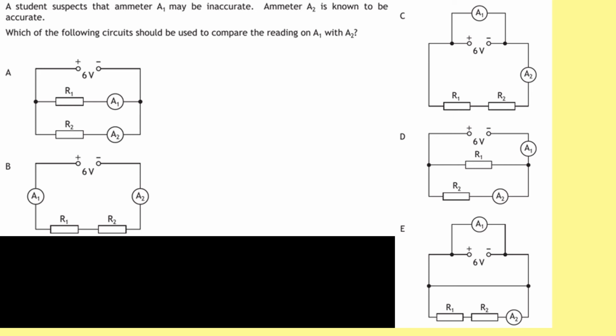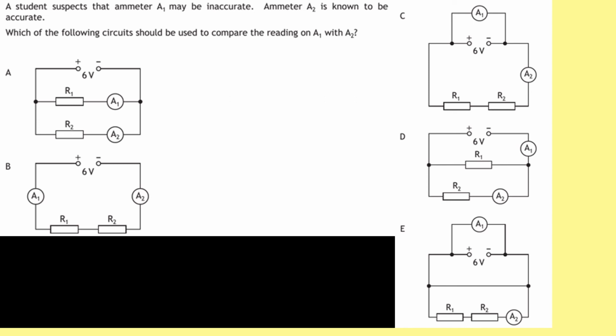If we look at circuit A, ammeter 1 and ammeter 2 are measuring different values of current because the current will vary with the resistance. That's Ohm's law. Circuit B, however, is a series circuit, so theoretically current A1 and A2 should be the same. So at the moment, this is our most likely candidate. We look at C. A1 is put across the supply. That's connected wrong altogether because an ammeter should be connected in series. So C must be wrong.